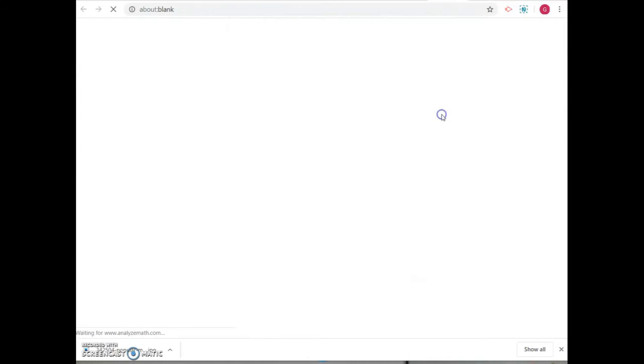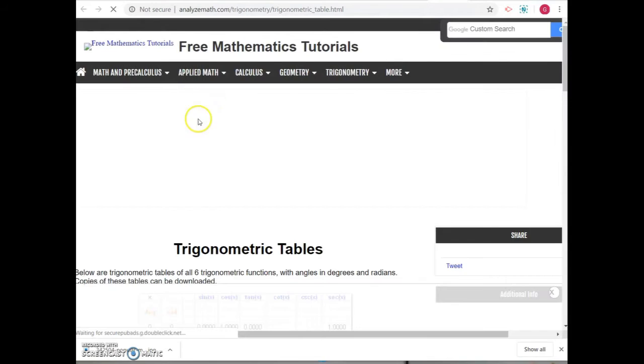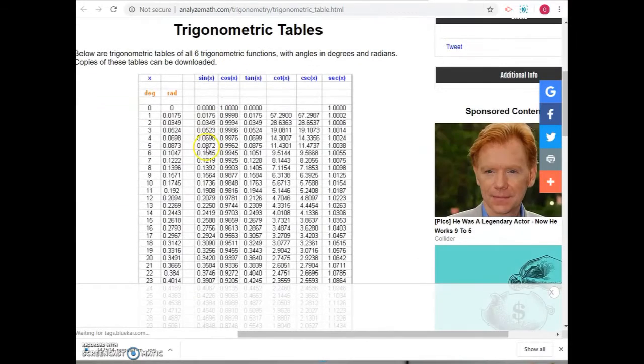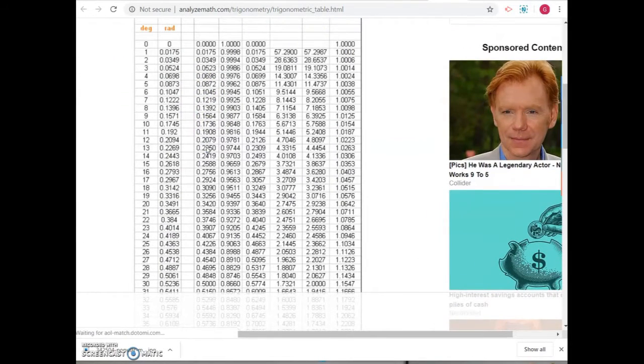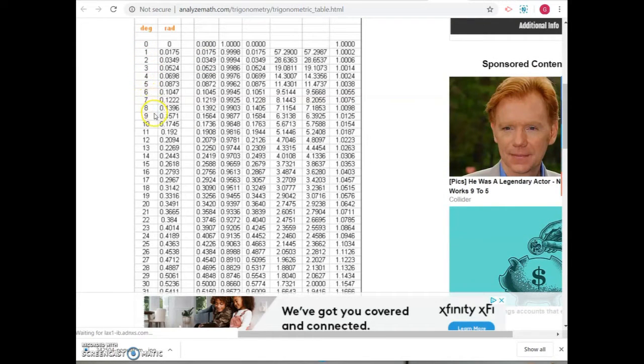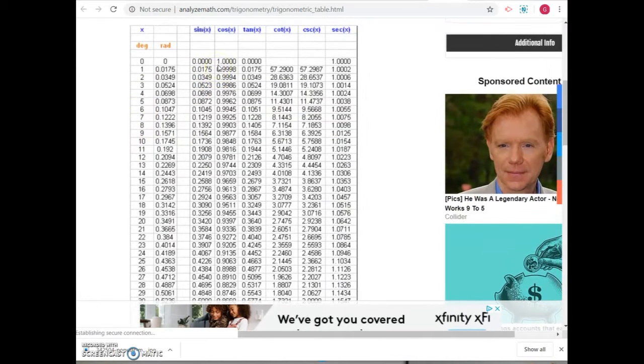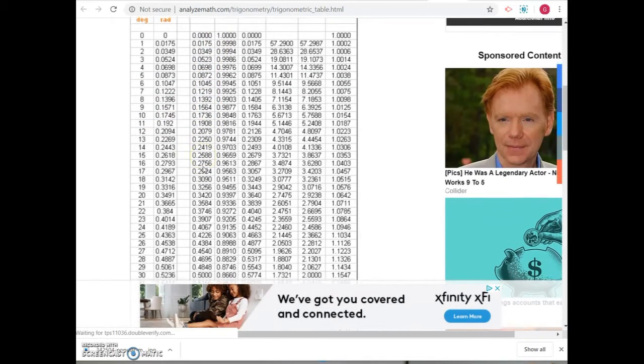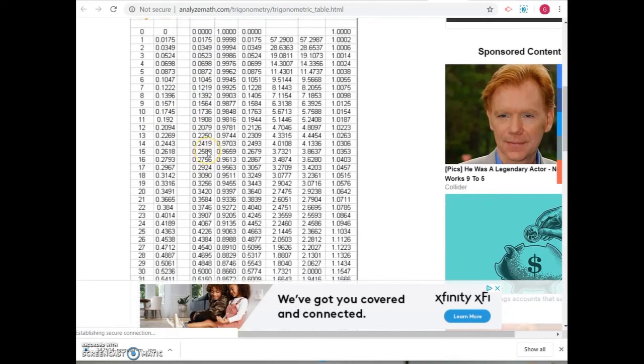Let me click on one of them. There it is. Not secure. Come on. There we go. All right. Wow. So someone created this table for 1 degree, 2 degree, 3 degree, 4 degree, 5 degree, 6 degree, 7 degree. And these decimals are the ratio of the two sides, the hypotenuse and the opposite side.